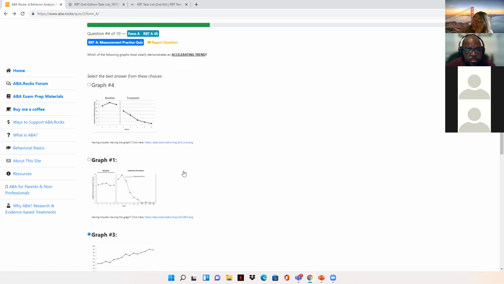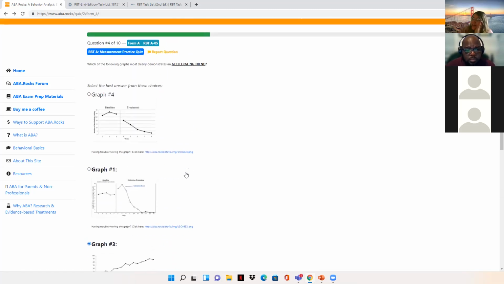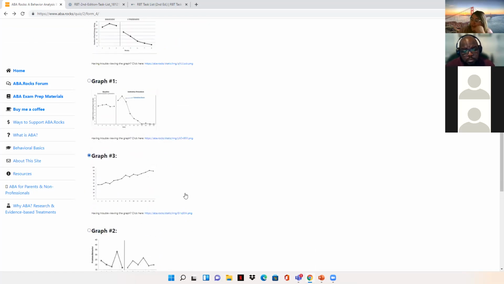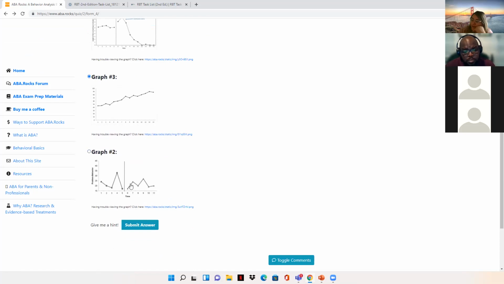You guys got it. Accelerating, ascending, same thing. So it's going up. All the other ones, this one's going down. This one goes up and then down and then straight. This one's variable, so it goes like up, down, bounces all over the place. This one's the only one that's consistently showing an ascending trend. Okay.